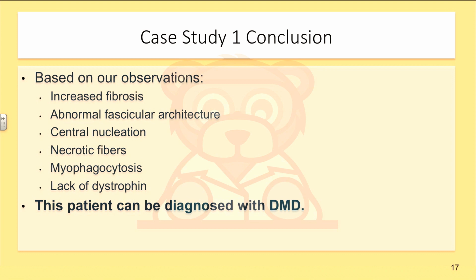So based on our observation of increased fibrosis, abnormal fascicular architecture, those were definitely distorted fascicles, central nucleation, myofiber atrophy, and fiber size variation, degeneration and myophagocytosis, and particularly lack of dystrophin in this child, we can ascertain the diagnosis of Duchenne muscular dystrophy. You can see that again by using different stains, different reactions, and complementing it with immunohistochemistry, we would confirm the clinical diagnosis.